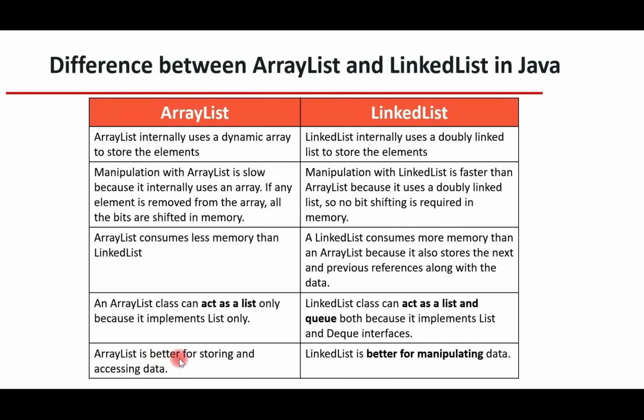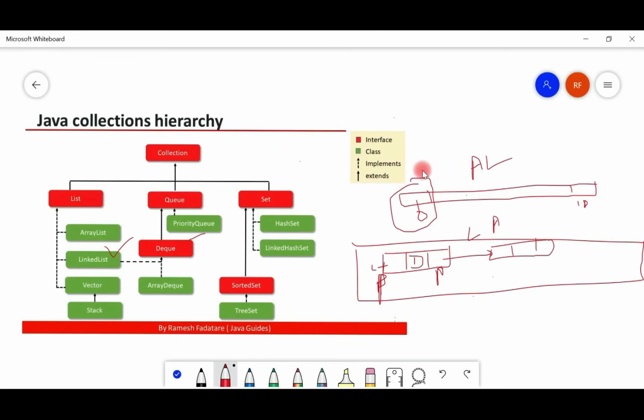So array list is better for storing and accessing data. Linked list is better for manipulating data. For example, in case of array list, if you want to insert or remove elements in the middle, then array list is a bit slower performance-wise because a lot of shifting is required. But in case of linked list, if you have insertion and removal operations in the middle of the collection, then linked list performs very well.